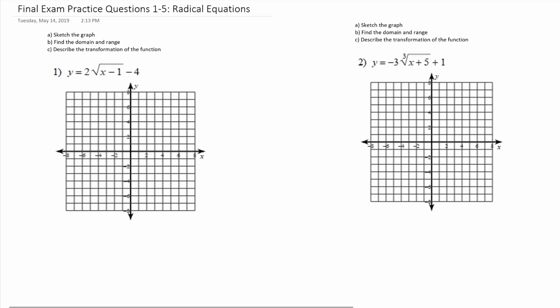Hey guys, today we're going to start looking at your final exam practice. These questions don't mirror exactly what you see, but this is good for the front page of your practice test, questions 1 through 5.